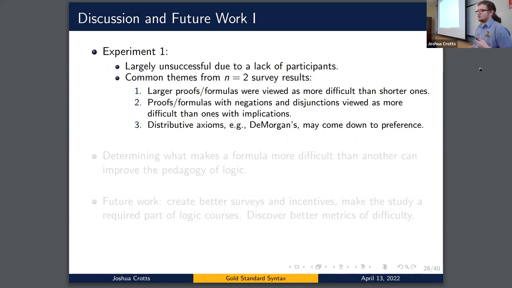And lastly, there were rules that use distributed properties, something like De Morgan's. These just come down to preference as to what they think is difficult. So we can't really say anything definitive about that.